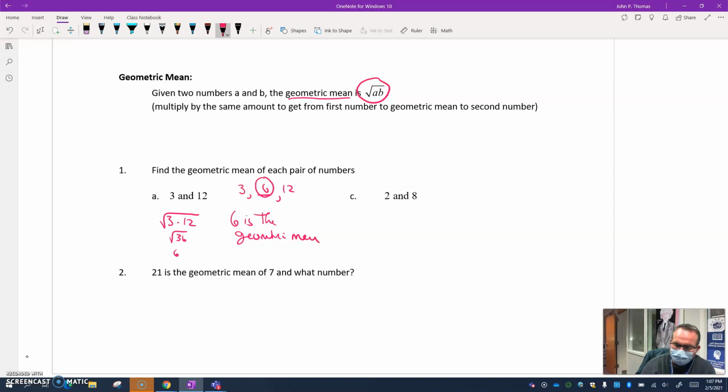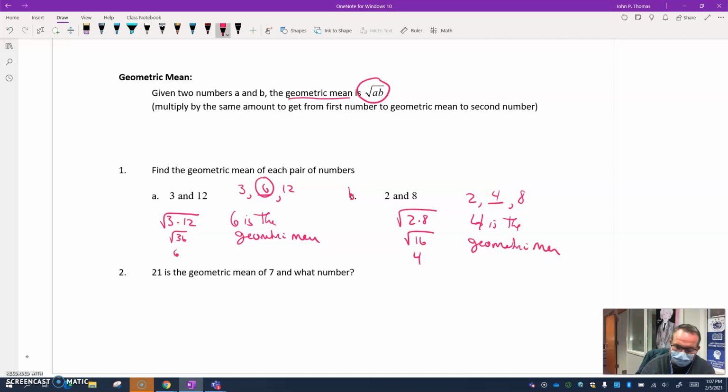All right, if I jump to part C here, which should have been a part B, sorry about that, we've got 2 and 8. So now it's square root of 2 times 8, which is square root of 16 or 4. So 2 to something to 8, middle value they're saying is a 4. All right, because if I go through this, 2 times 2 is 4, 4 times 2 is 8, so 4 is the geometric mean.